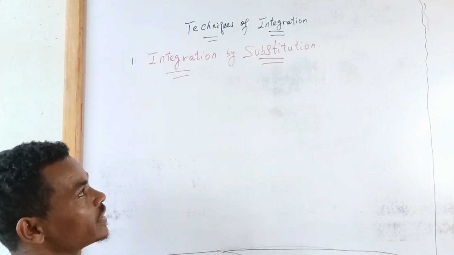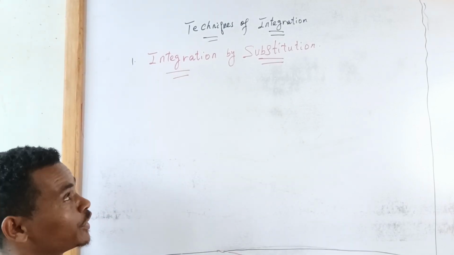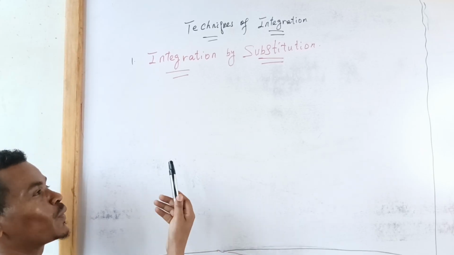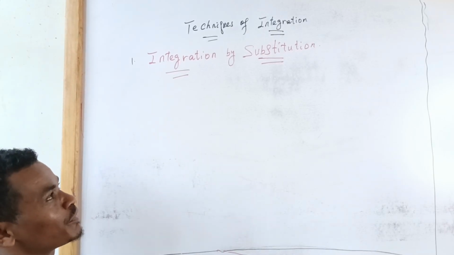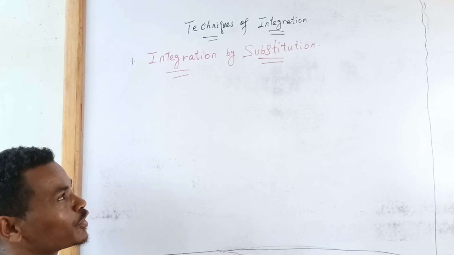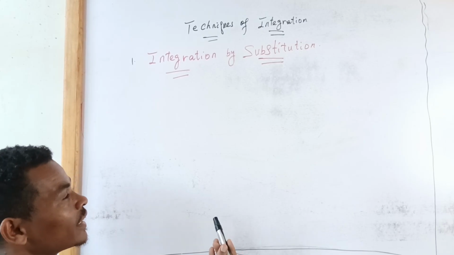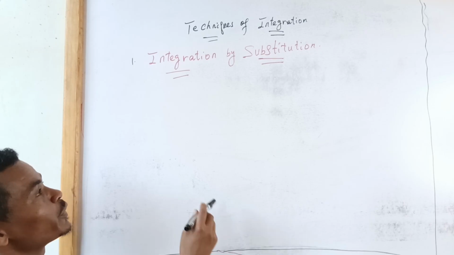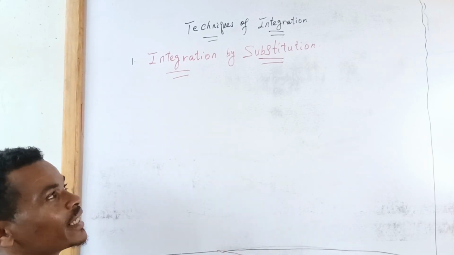Okay, techniques of integration. There are different techniques of integration. The first one is integration by substitution method. The second one is integration by partial fractions. The third method is integration by parts, and there is another method which is called trigonometric substitution. So let's see our integration by substitution.